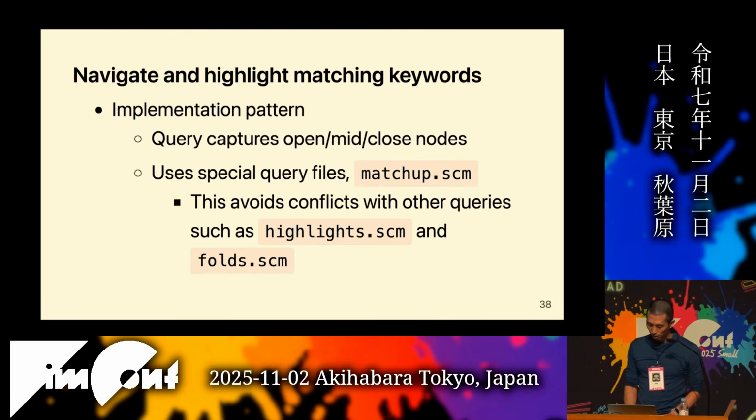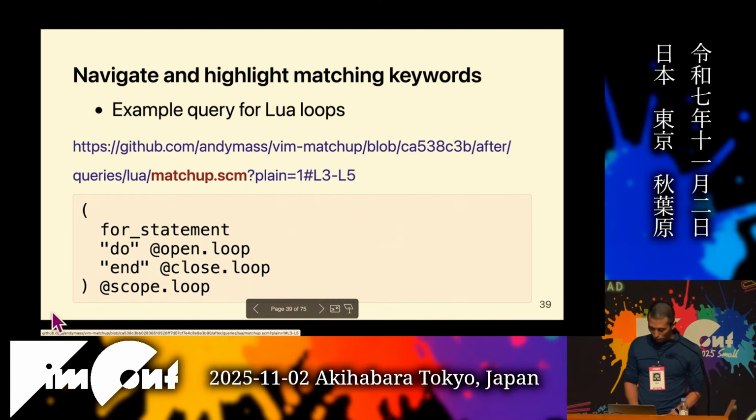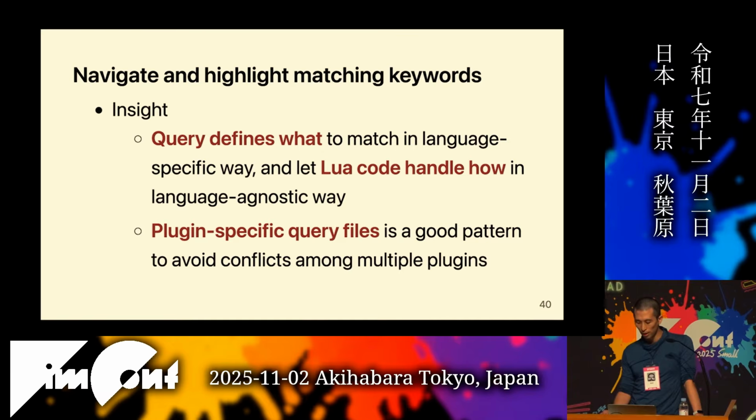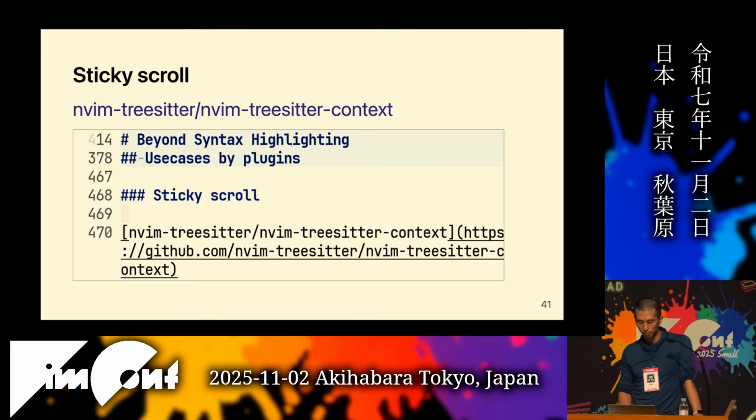So this is an example of the query. If there's a for statement and there's a do keyword and an end keyword, the query captures them as open loop and close loop. The insight is that the query defines what to match in a language-specific way, and lets Lua code handle how to match in a language-agnostic way. A plugin-specific query file is a good pattern to avoid conflicts among multiple plugins.